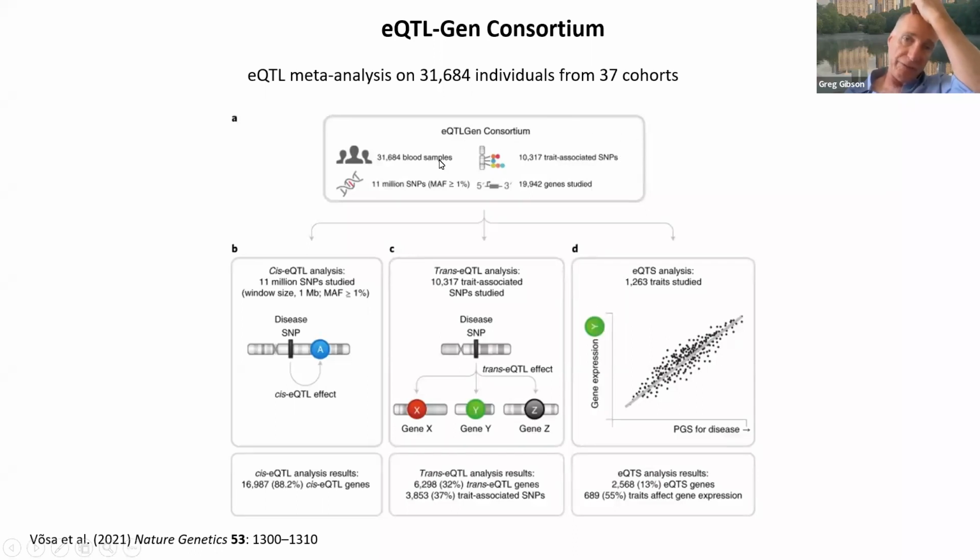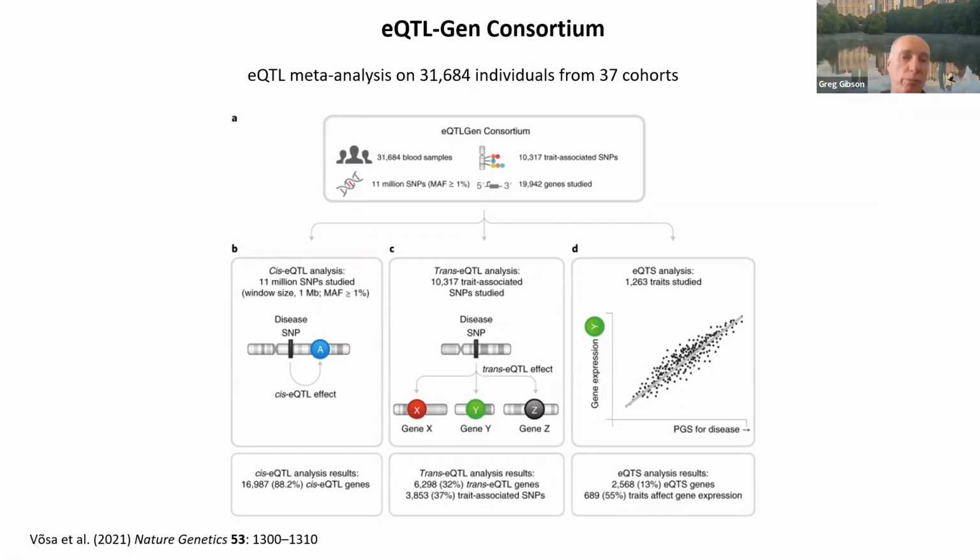Of those SNPs that we identified, 10,000 of them were associated with traits, so we were able to do some further analyses of those. And we looked at almost all of the protein coding genes in the genome. That's 20,000 genes. So some of the findings that come out of this was that cis-eQTL were identified for 88.2% or 17,000 of the genes in the genome in whole blood.